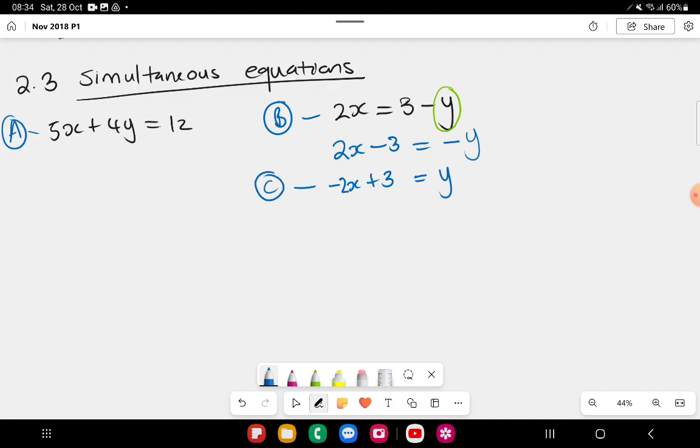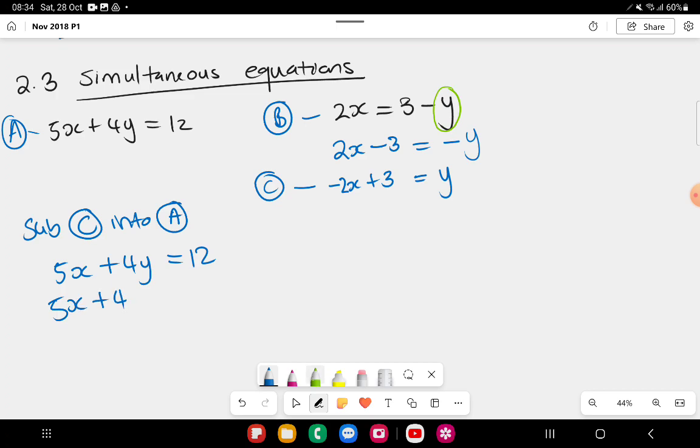So I got 3 different equations, right? Now I'm going to substitute equation C into equation A. That means that equation A says 5x plus 4y equals 12. And I am going to say 5x plus 4 times, instead of saying y, I'm going to say this, minus 2x plus 3. And that is equal to 12.